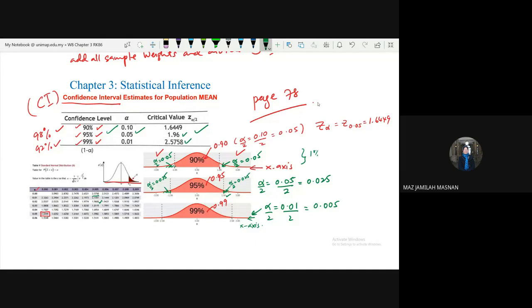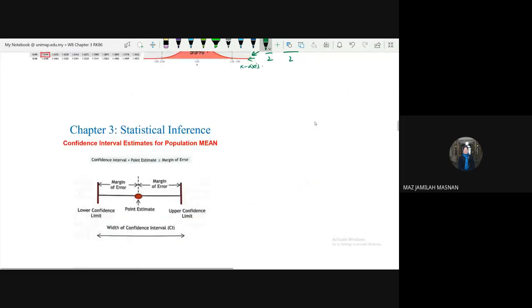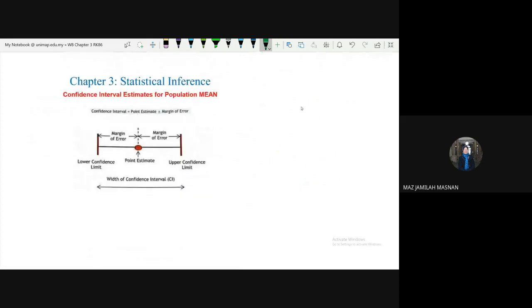Interval estimate of what? Interval estimate of the mean and interval estimate of the proportion. Any questions so far, class? Any question? No, ma'am. Okay, thank you. Now we proceed with some concepts of the confidence interval.